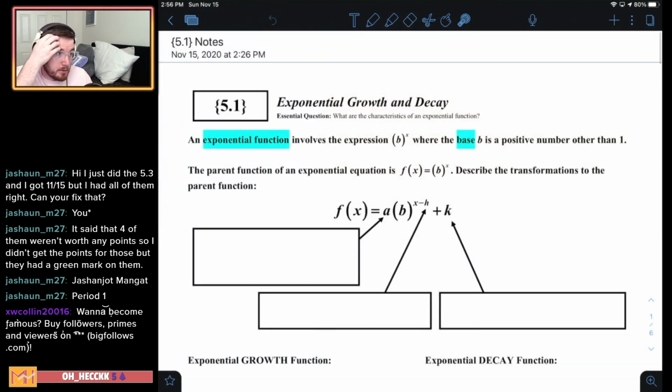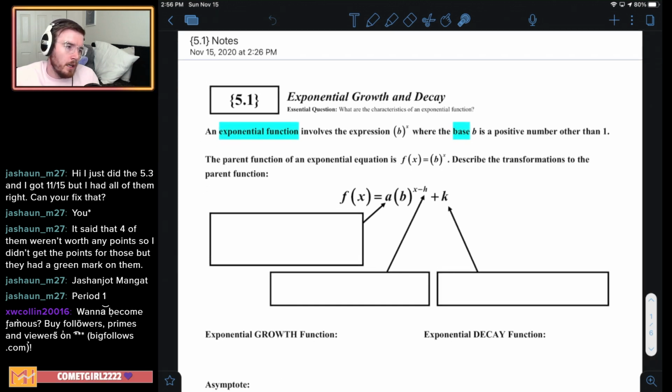Let's do Algebra 2. Shall we? All right, right about here is the start of the Algebra 2 notes. We're looking at Unit 5, Lesson 1. All right. So, an exponential function.